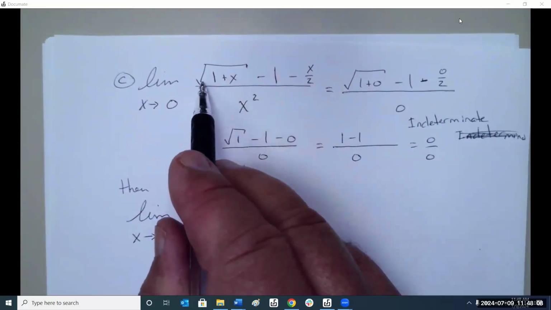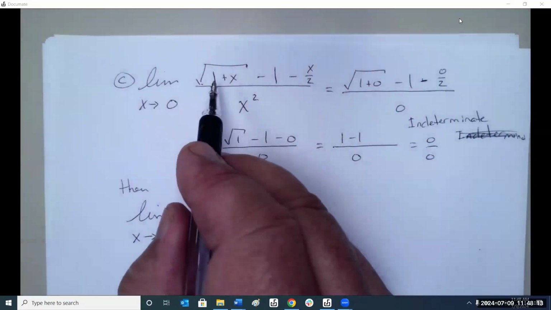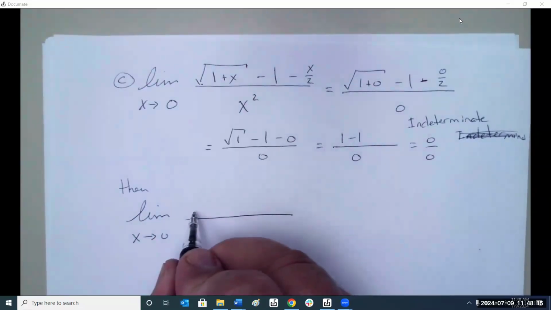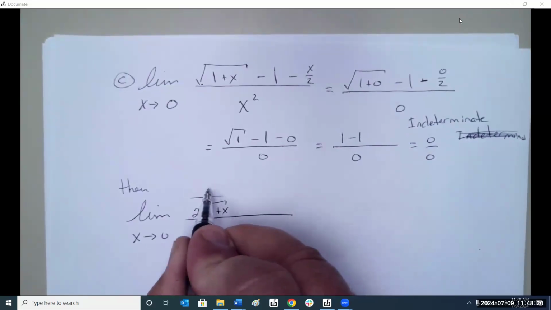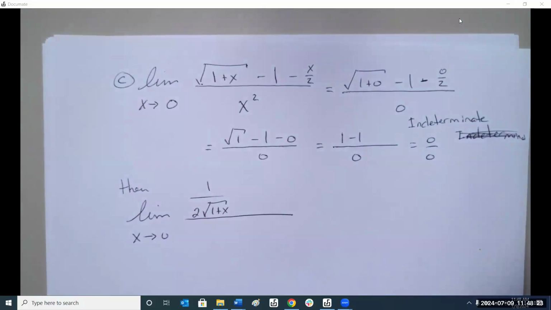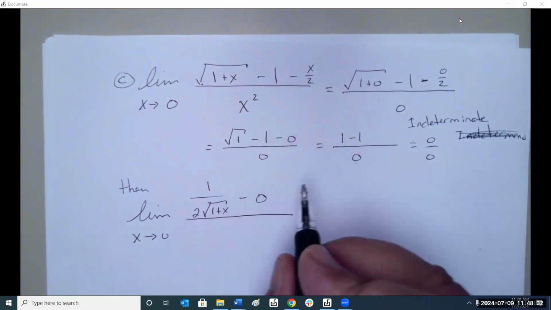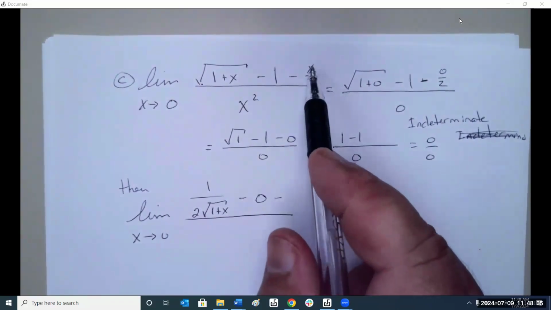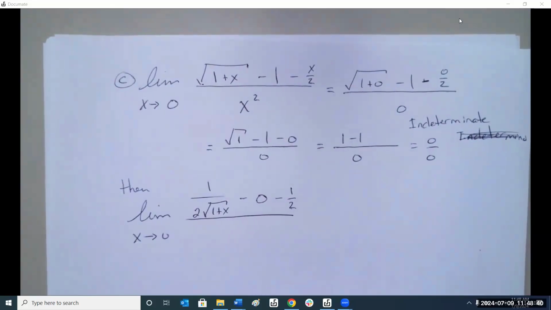So the derivative of the top is the derivative of each of these parts separately. So the derivative of the first one we know, we just calculated it. Minus the derivative of 1 is 0. And the derivative of x over 2 is 1 over 2, over 2x.